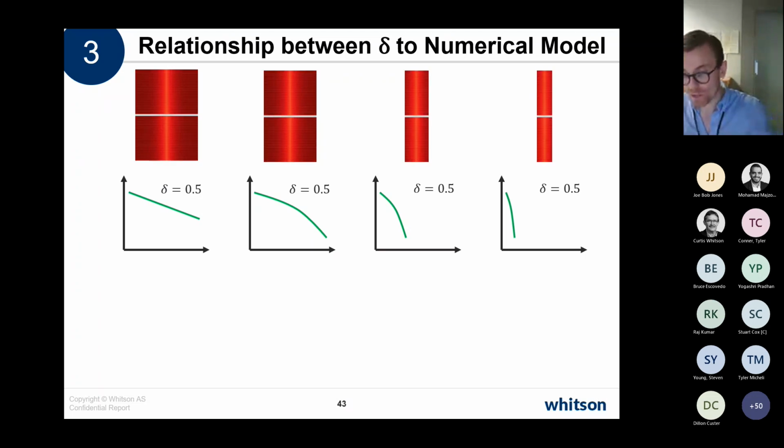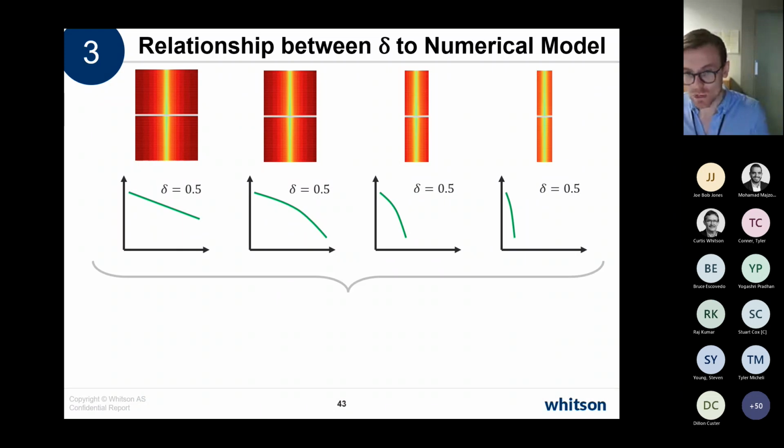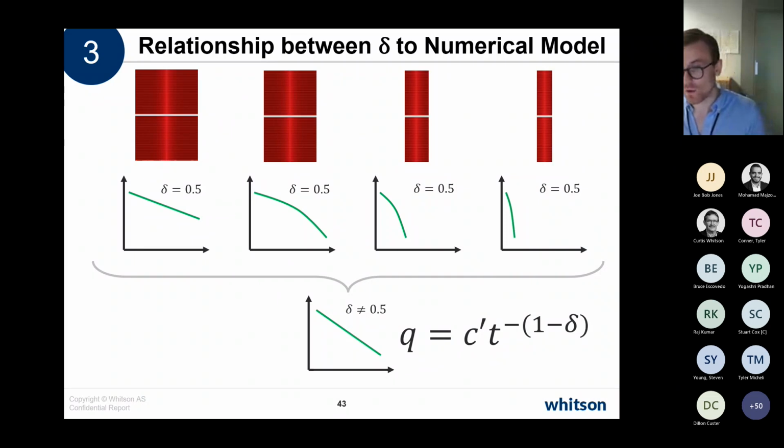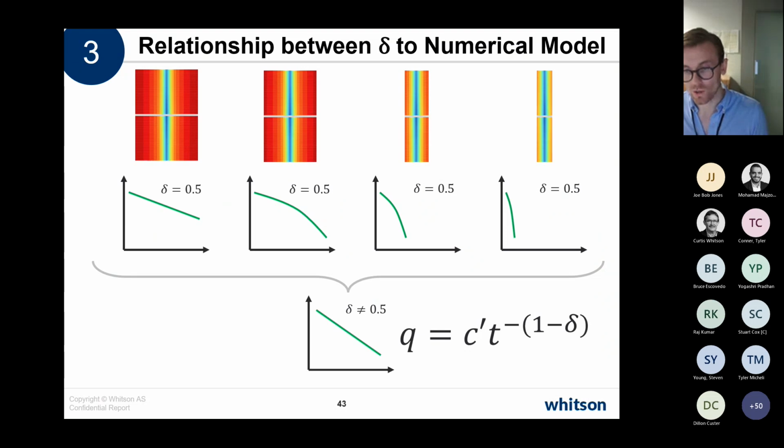But if we combine them together and we just add all the rates together, we'll end up with something where the delta is not 0.5, and it will look or honor more of a power law type of relationship when we plot it on, for instance, a log, which you saw earlier. Okay, so that's the only thing.